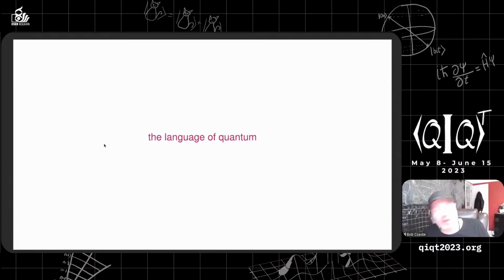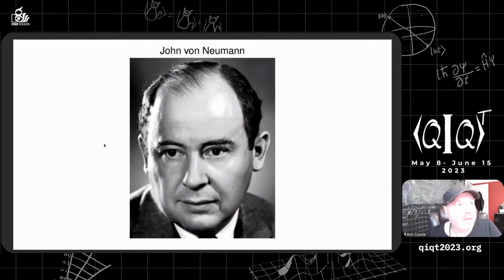And I'm going to now take a time machine back in time to close to the beginning of the previous century, where the language that we use to talk about quantum came about. So this is John von Neumann. John von Neumann is the father of the Hilbert space quantum formalism, which pretty much everybody still uses today. And he published that formalism in a book in 1932.